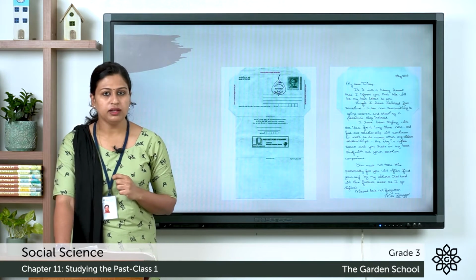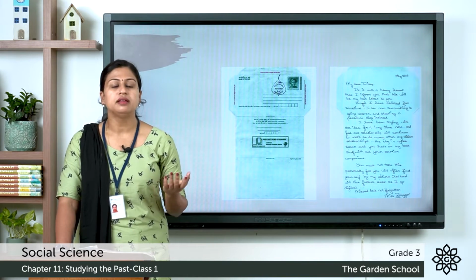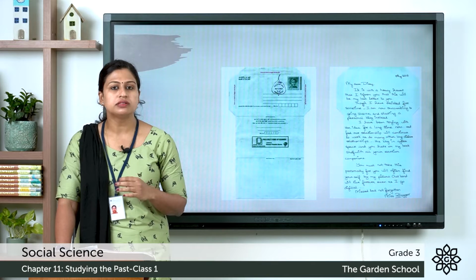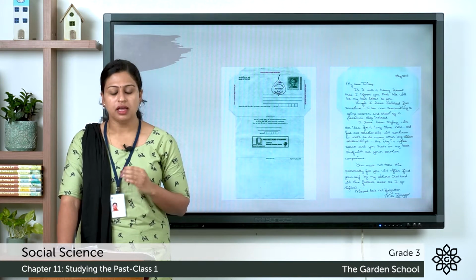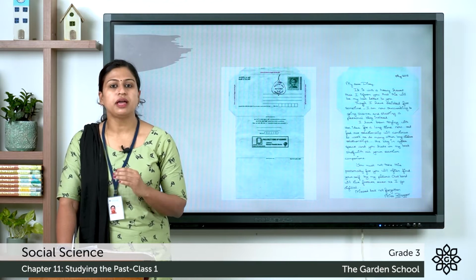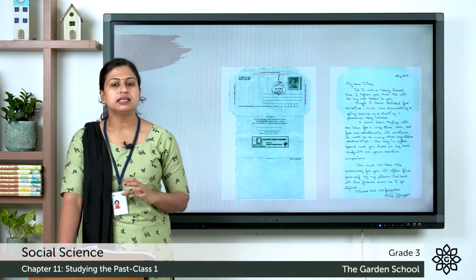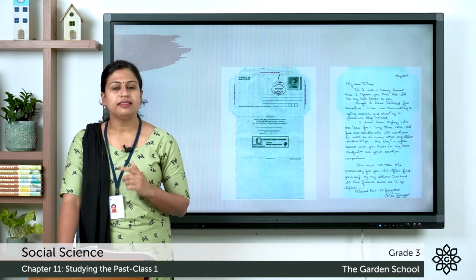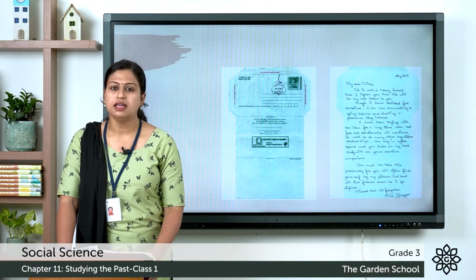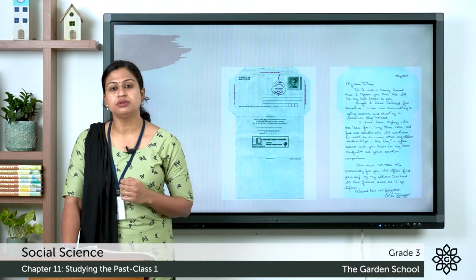The third one is, you have to write how your grandparents used to spend their leisure time, and also how your parents used to spend their leisure time. And now you have to write about how you spend your leisure time. This is an activity which you have to do in your notebook and then submit in Teams. Here you can see the changes with respect to time.